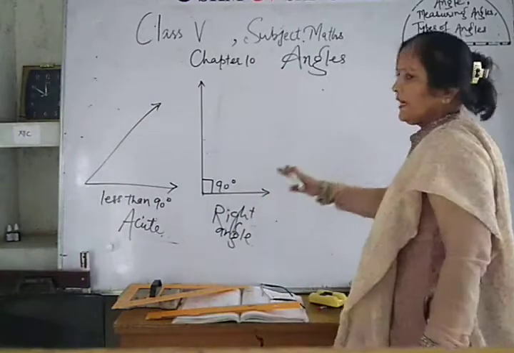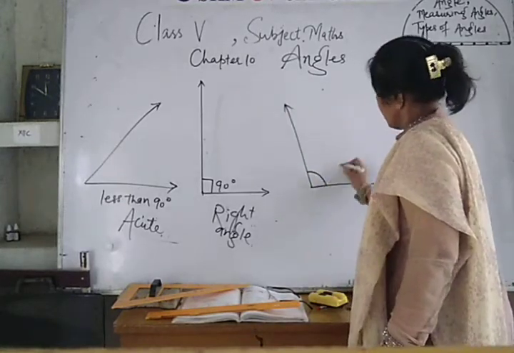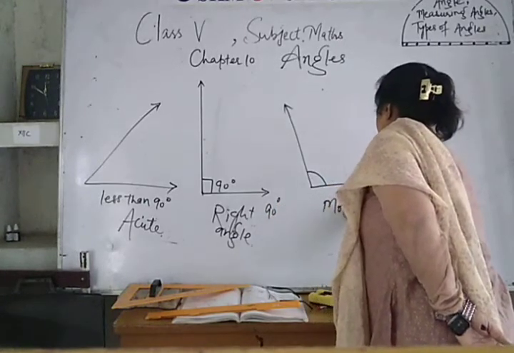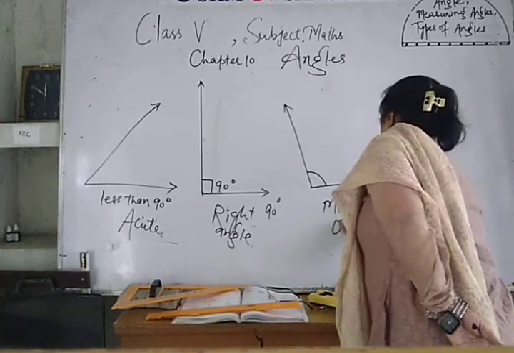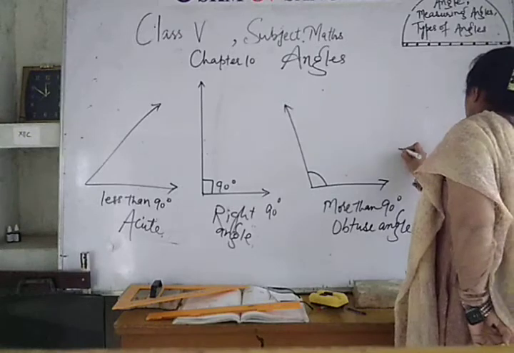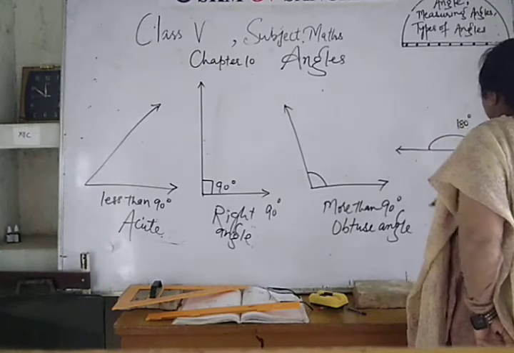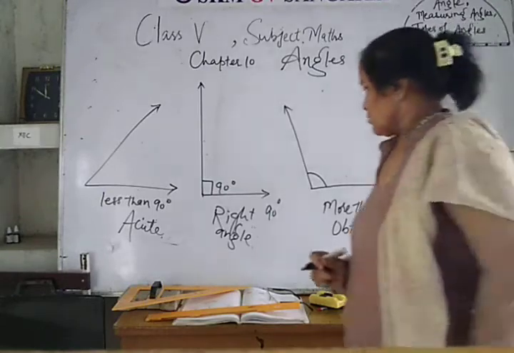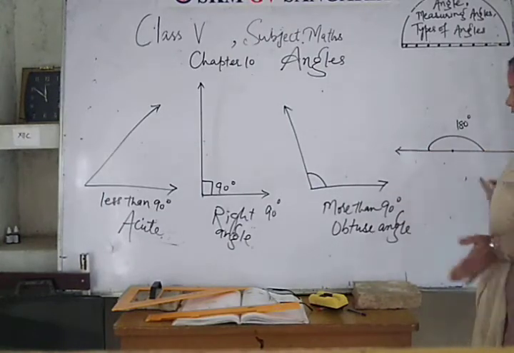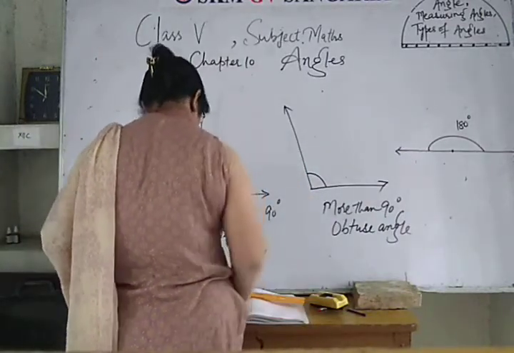Then more than 90 degree angle, this is an obtuse angle. Right angle is 90 degree, and more than 90 degree is an obtuse angle. Then comes the straight angle. A straight angle is double of 90 degree, 180 degree. This is called a straight angle when two rays meet each other in a straight line. That is equal to 180.